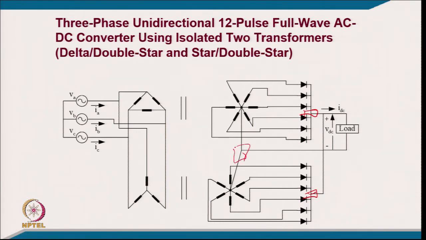Here also you have an interphase transformer or interphase inductors. So, we are converting a 3 phase supply into a 12 phase supply, and we require 12 diodes for creating the 12 pulses in the output voltage, which are applied across the load.